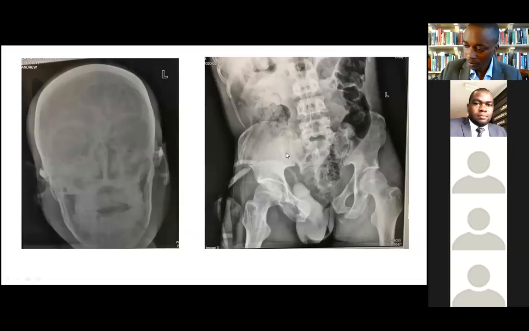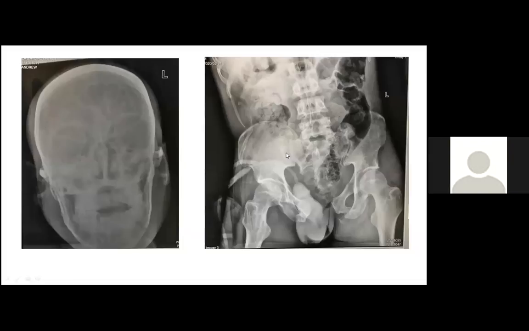Can you please describe what you can see on the pelvic X-ray? All right. This is an AP X-ray of the pelvis, which is also showing proximal femora and the lumbar region.